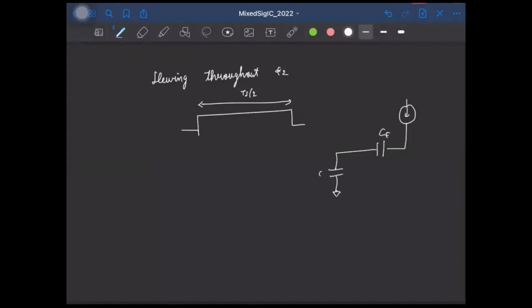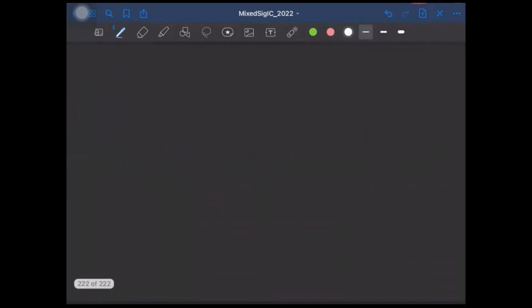So this is CF, this is C, this is my output voltage, this is Vx, and this is the bias current IB, right? So now, irrespective of the input voltage, the output is going to be the same at the end of the phase phi 2, because it's getting charged by a constant current. So this is definitely a bad case, and we do not want to have this.